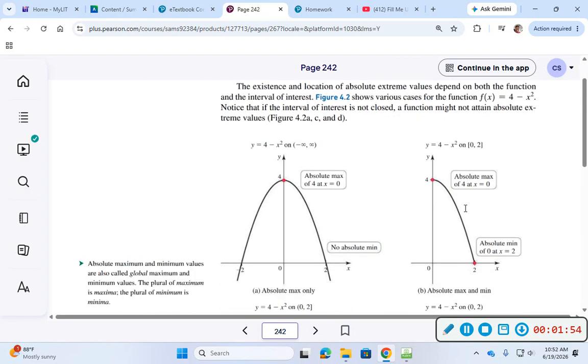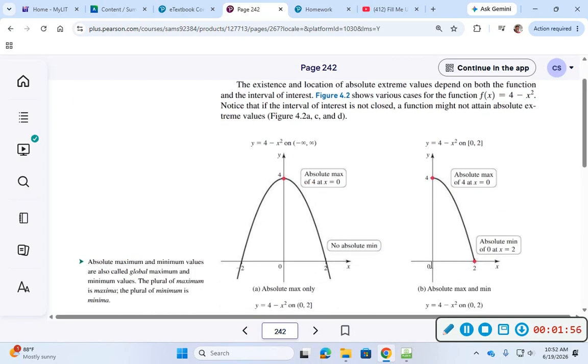Over here, we have a closed domain from 0 to 2. This gives us an absolute highest point at x equals 0, a value of 4. This gives us an absolute minimum, smallest value of y equals 0 when x is 2.